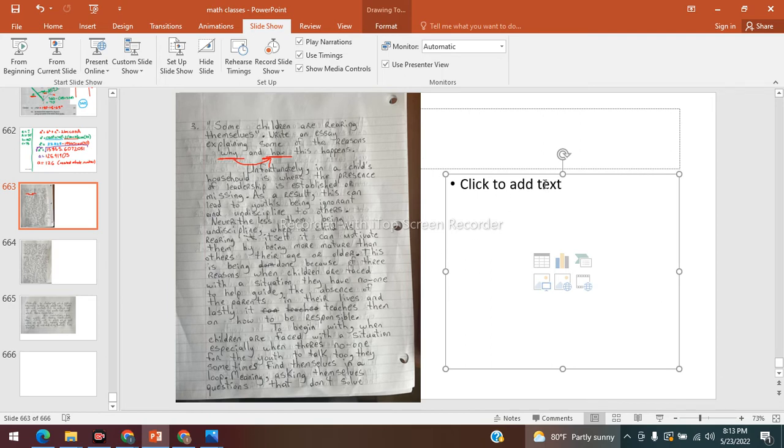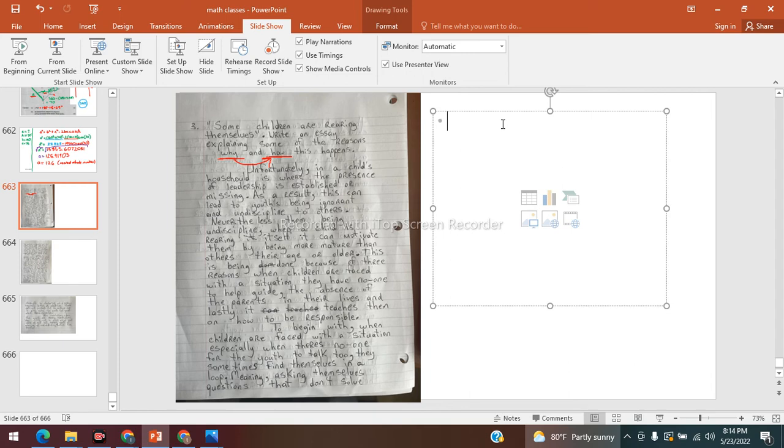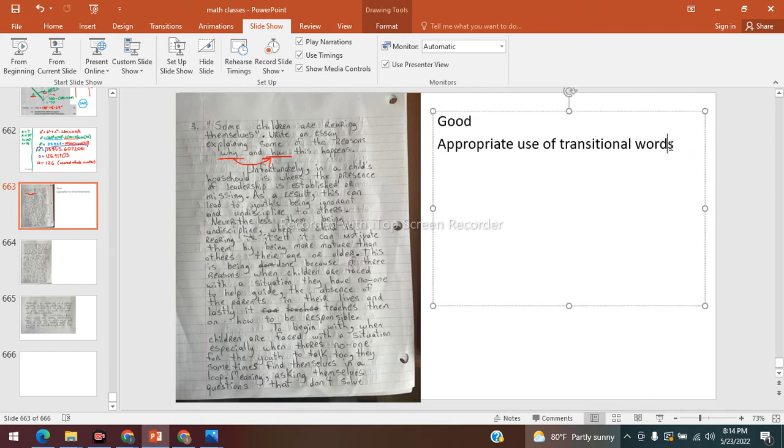So we do have, I'd say, content. Transitional words. So good. I'd say they use transitional words appropriately, in my opinion. Appropriate use of transitional words. That's pretty good and obvious in this thing. I like that.